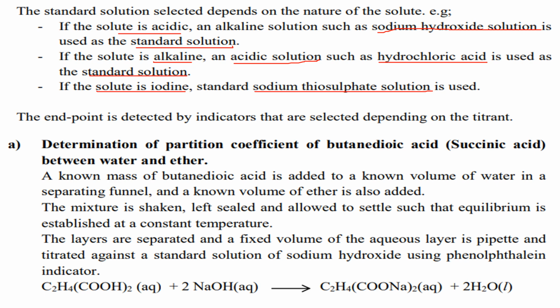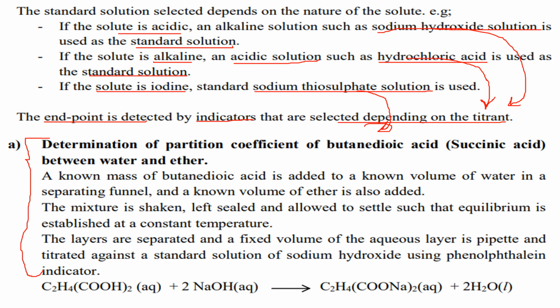Now how are we going to determine the endpoint? If you are carrying it out practically, the endpoint is detected by indicators that are selected depending on the nature of the titrant being used. So if you're using sodium hydroxide, there is a certain indicator for it. If you're using hydrochloric acid, there is a certain indicator for it. And if you're using sodium thiosulfate, there is a certain indicator you use. Now let's look at some of the major and commonly set experiments about this topic.